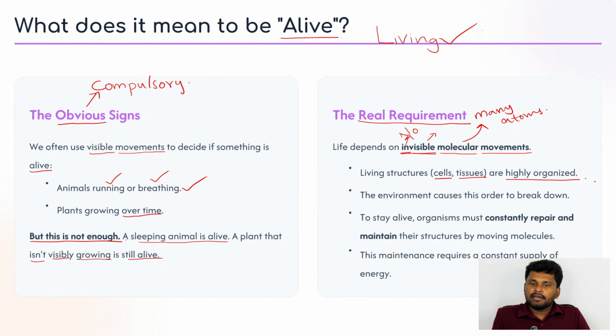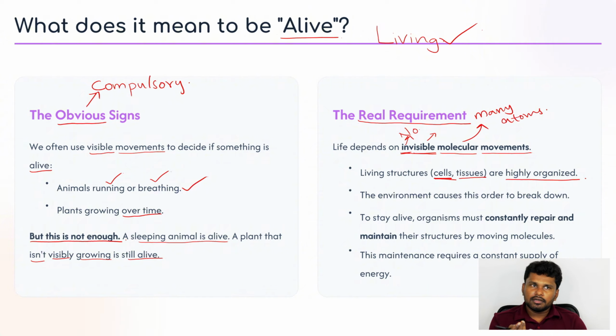Next, living structures such as cells and tissues are highly organized. What is a cell? A cell is the structural and functional unit of living organisms. Tissues are made up of cells. That means many cells combine to form a tissue.